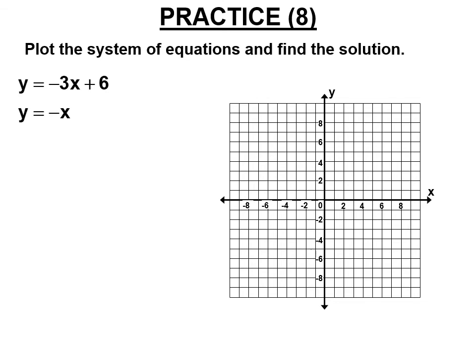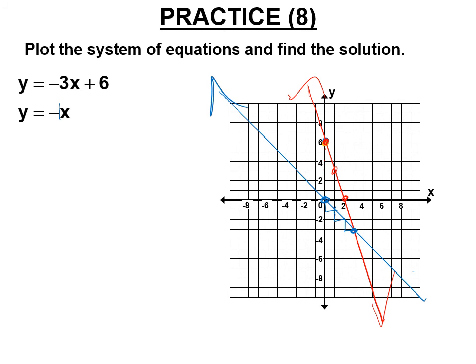All right, so let's practice. The top one has a y-intercept of (0, 6) and a slope of -3. I've been doing red for the first one. So down 3, 1, 2, 3, and over 1, down 3 and over 1. And so this is my top equation. The bottom equation has a y-intercept of (0, 0) and a slope of -1. So that's down 1 and over 1. And that's this one right here.